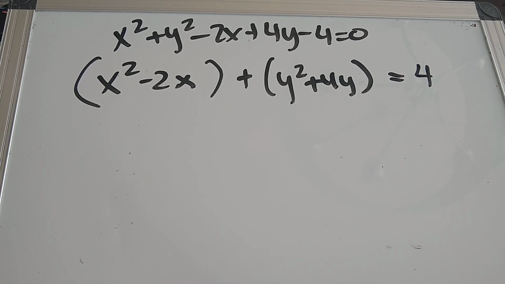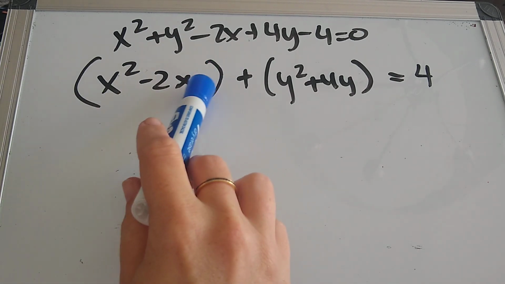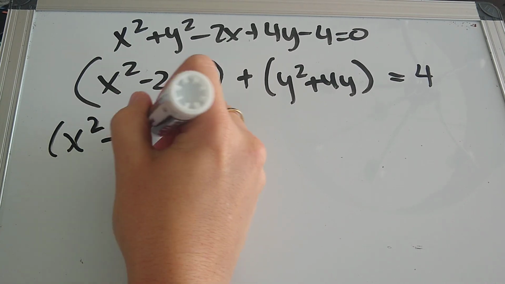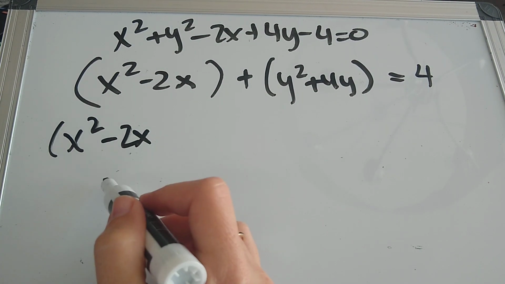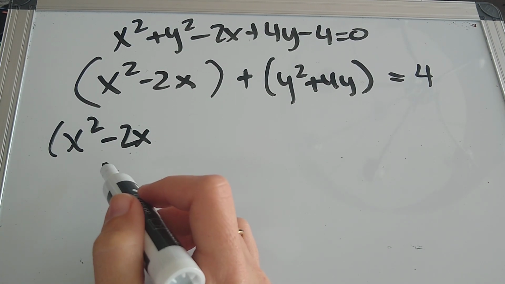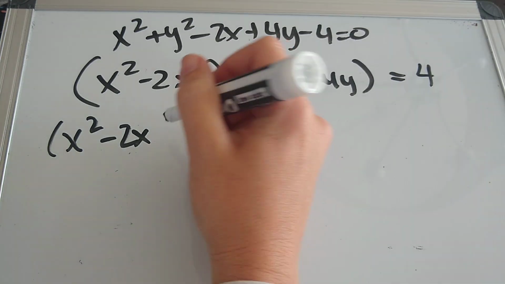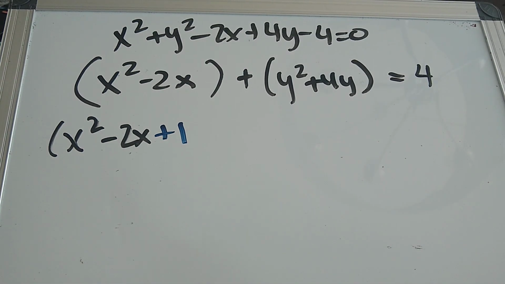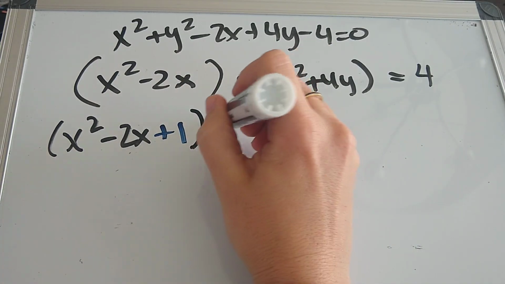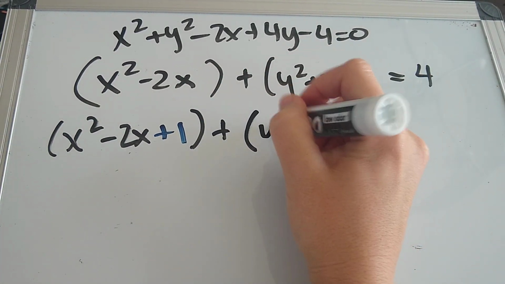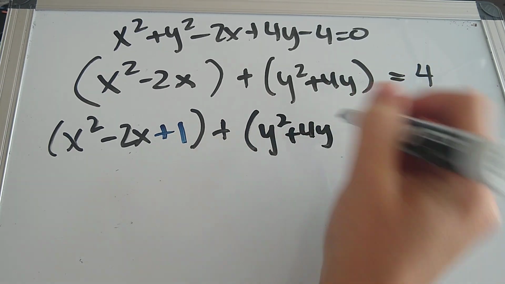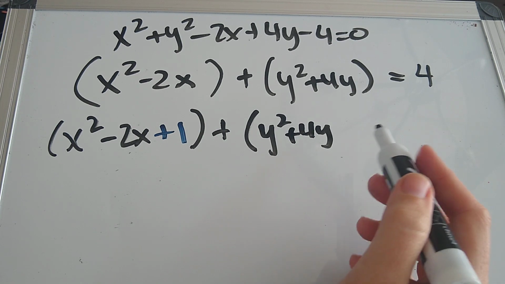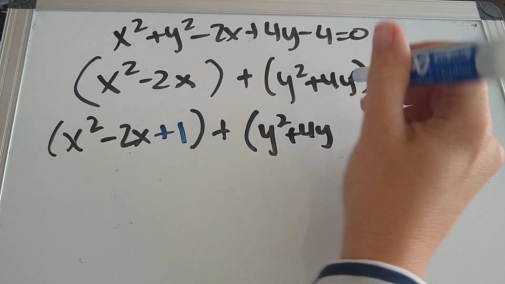Okay, now I want to complete the square. So we need to add into this parenthesis. Let's see, we have x squared minus 2x. We need to add negative 2 divided by 2, which is negative 1, squared is going to be positive 1. So let's add a 1. Now in our second one, we have y squared plus 4y. Now to make that a perfect square, take 4 divided by 2, which is 2, squared is going to be 4. So we're going to add a 4 here.